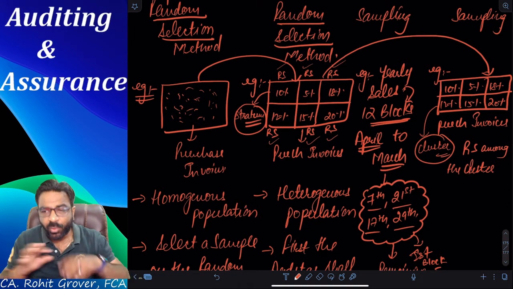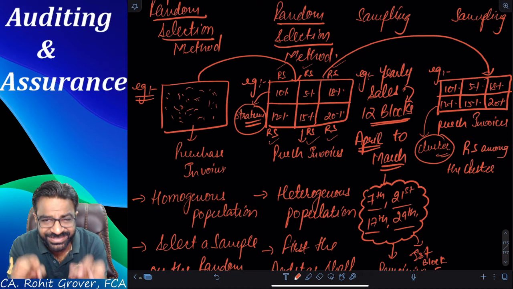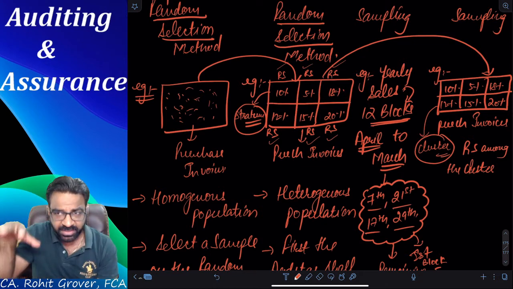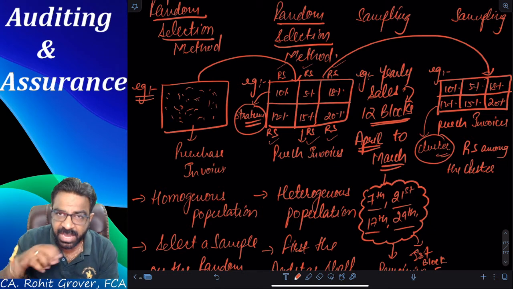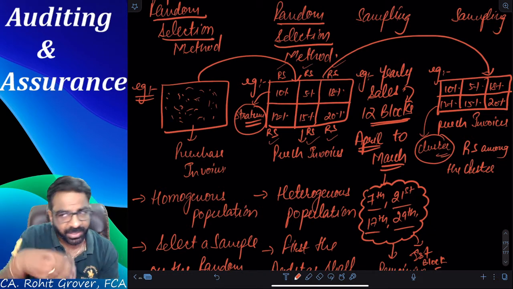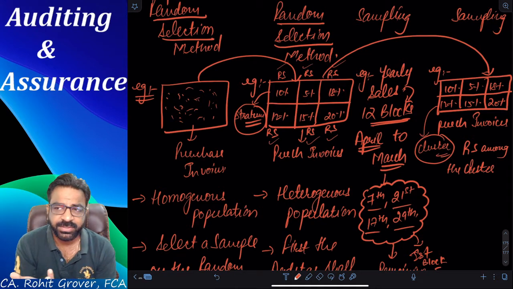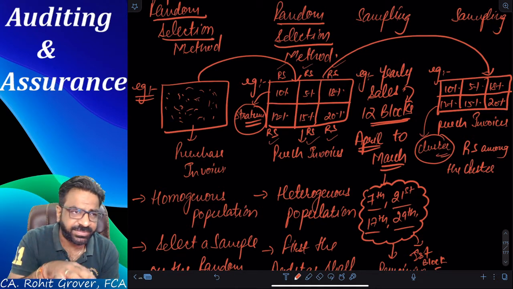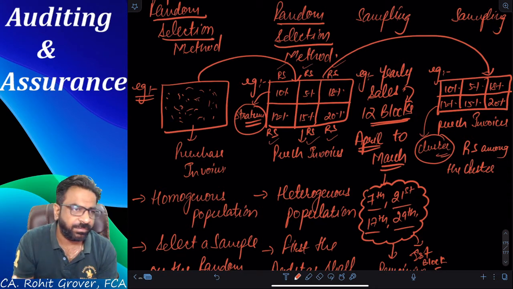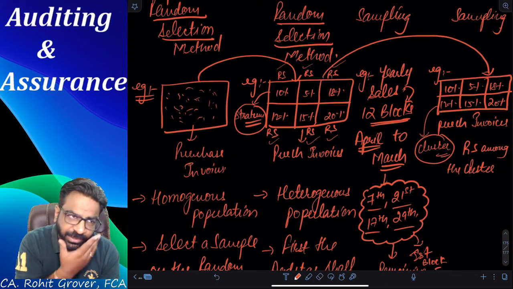Now, I'm not doing the random selection from each and every cluster. I'm doing the random selection among the clusters. It means I may choose some transactions from 10%. I may not choose it from 15%. I may choose it from 5%. May not choose it from 18%. May choose it from 12%. May not choose it from 20%. Are you getting the point or not?